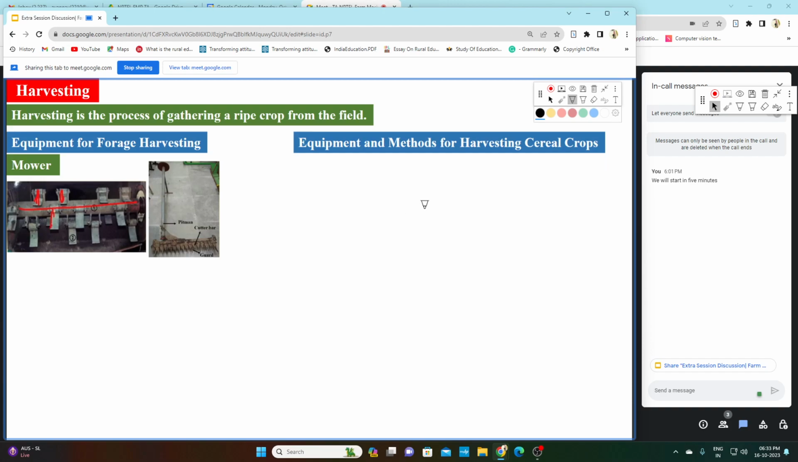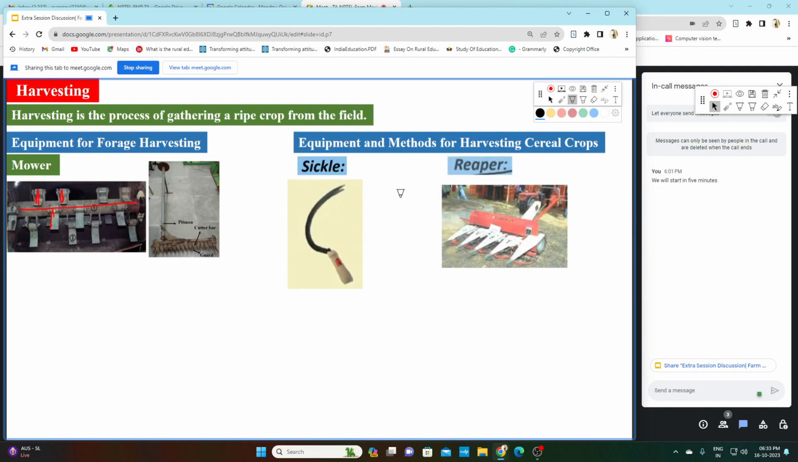Now we also have equipment for harvesting cereal crops. Cereal crops are the most important crops that we consume every day, like rice or wheat. These are the two major cereal crops in India. So there is some equipment for harvesting the cereal crop also. So what are the equipment? We can go with the sickle. This sickle is a manual tool.